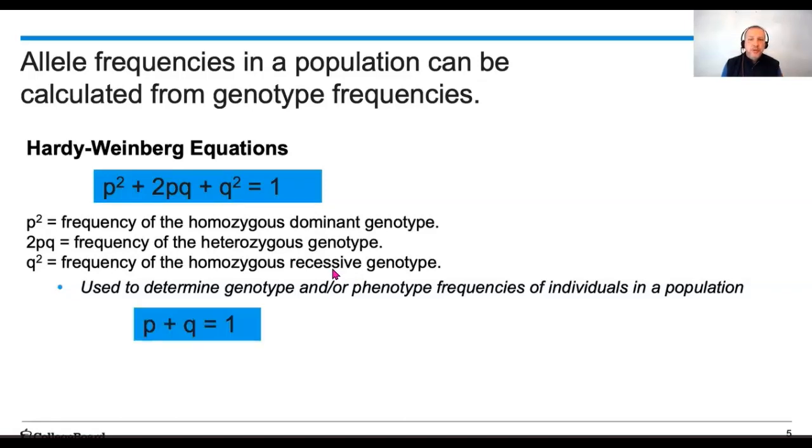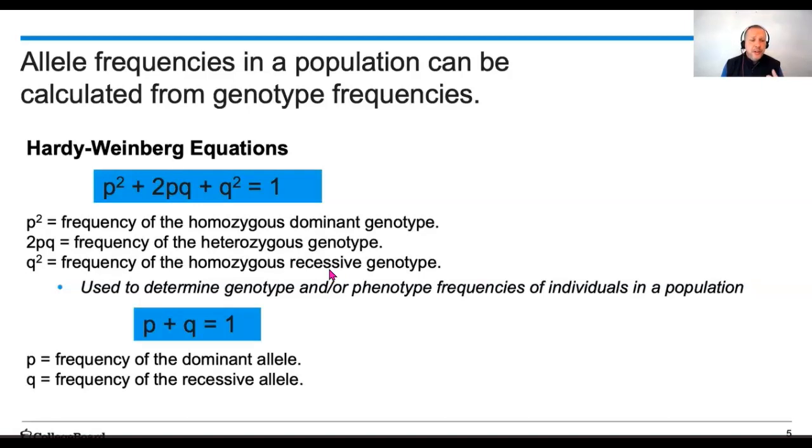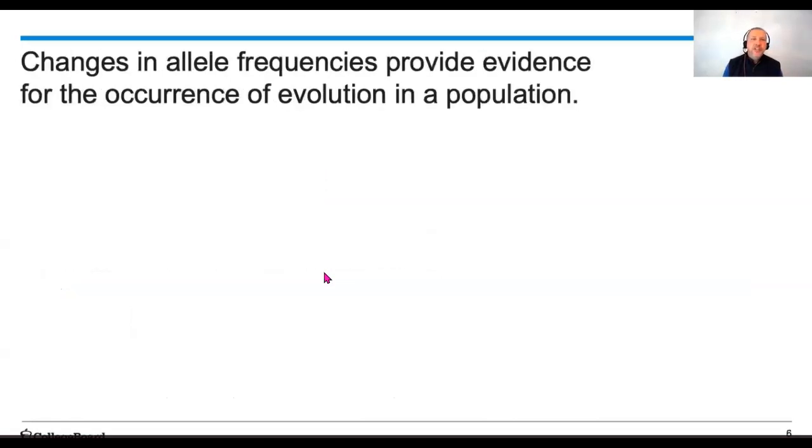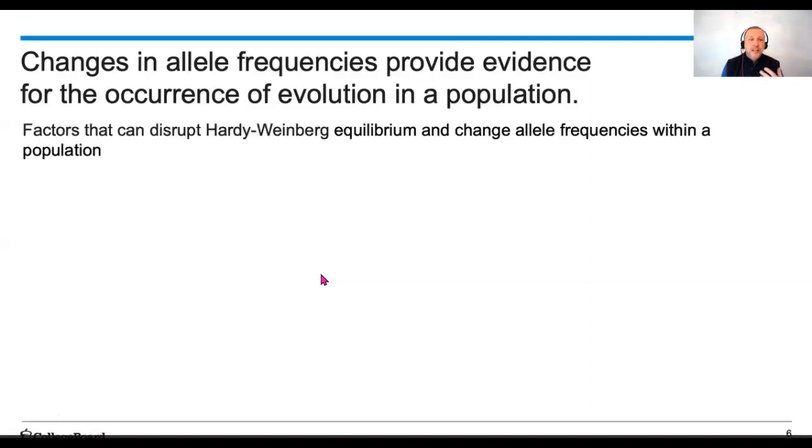p plus q equals 1 is where p is equal to the frequency of the dominant allele, and q is equal to the frequency of the recessive allele. This is used to determine the frequency of a particular allele in a population. Now, changes in allele frequencies provide evidence for the occurrence of evolution in a population. These factors can disrupt Hardy-Weinberg equilibrium and change allele frequencies within a population.